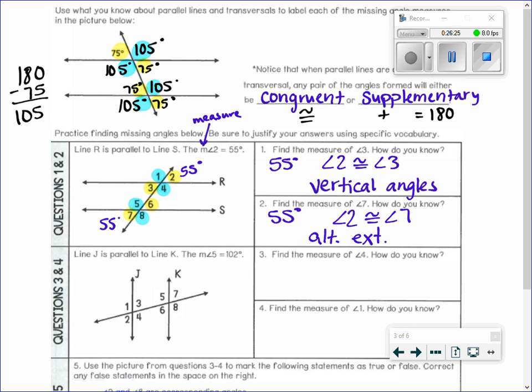A strategy to help us with that is to connect those parallel lines and make the transversal bolder or a different color. And we can see that both of those angles are on the outside of my parallel lines. That's the exterior part. And they're on opposite sides of that transversal. That's the alternate part. So they're alternate exterior.